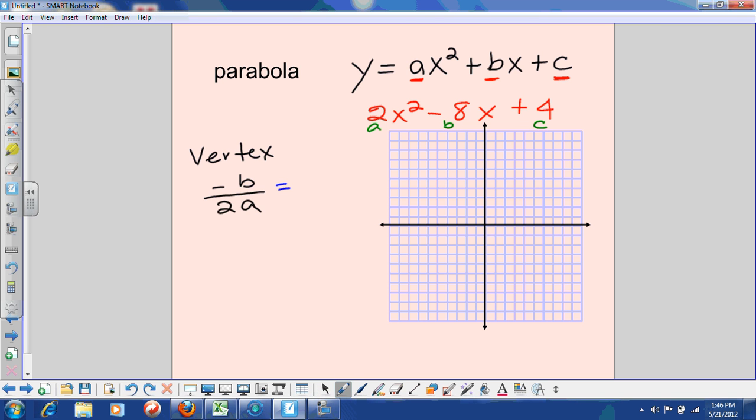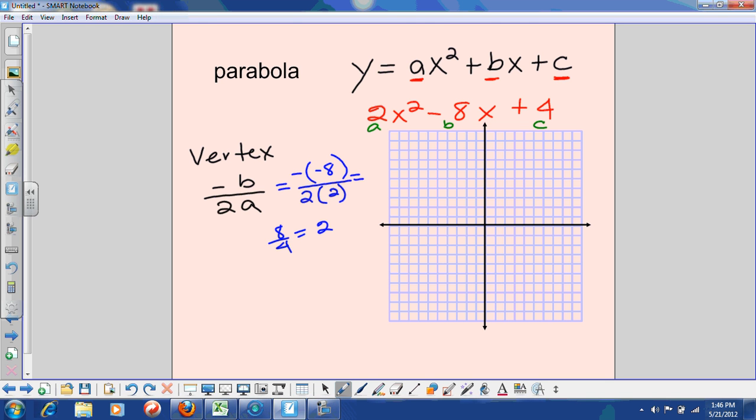So remember, this is the x value. Whenever you plot anything on a graph, you need an x and a y value. So for x, it's a negative b. Well, that's negative 8, isn't it? And then 2 times a, which is 2, which will give us negative times a negative is a positive, 8 over 4, which is equal to 2. So our x value is 2.